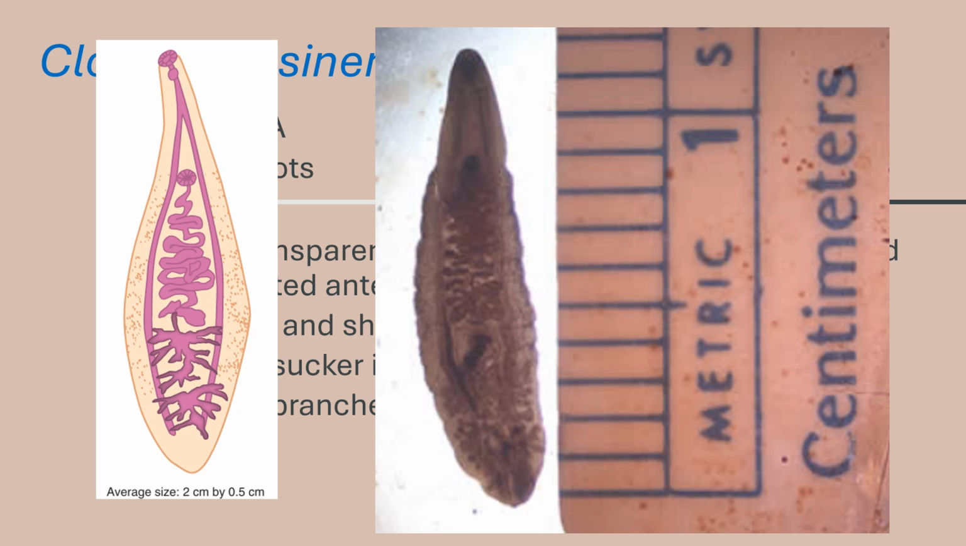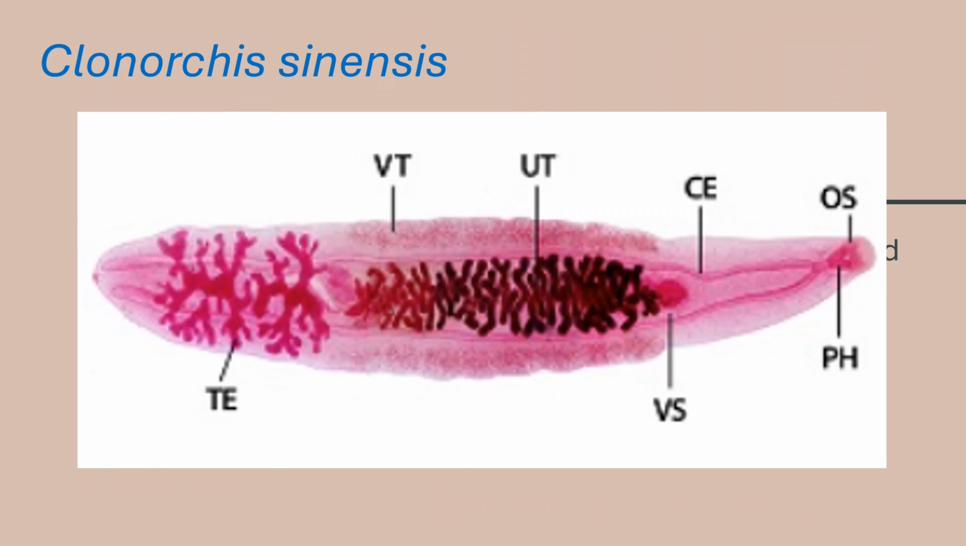Okay, moving on. You have here another illustration, a carmine-stained Clonorchis sinensis adult. You can see, of course, this is your oral sucker. You have the ventral sucker. You have here your esophagus, which bifurcates into your ceca. And then you have the uterus.